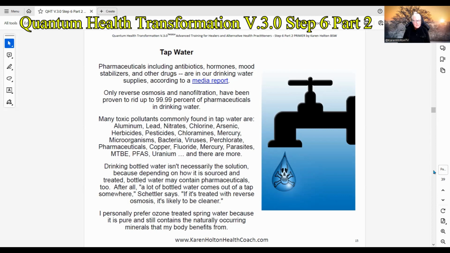Drinking bottled water isn't necessarily the solution, because depending on how it is sourced and treated, bottled water may contain pharmaceuticals too. After all, a lot of bottled water comes out of the tap somewhere, Shetler says. If it's treated with reverse osmosis, it's likely to be cleaner. I personally prefer ozone-treated spring water because it is pure and still contains the naturally occurring minerals that my body benefits from.